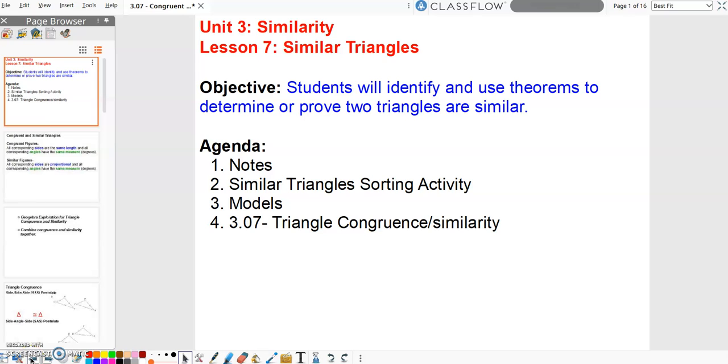All right, Unit 3, Similarity, Lesson 7, Similar Triangles. Our objective: students will identify and use theorems to determine or prove two triangles are similar.